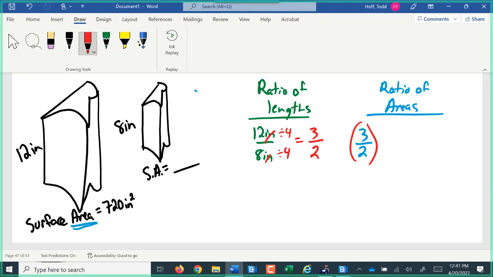Times squared, good. Areas are the ratio of lengths squared.